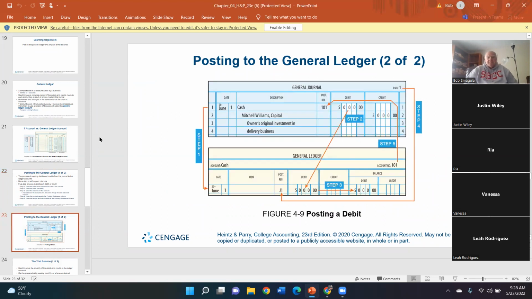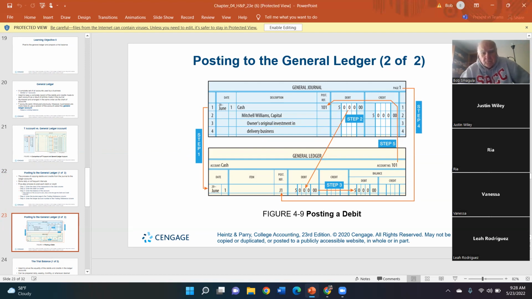So let's take a look here. Here is our journal entry. Pretty easy, huh? Debit cash, credit Mitchell Williams Capital. They're both going up, right? One goes up with the debit, one goes up with the credit. And now we post this one entry and this one entry only. Look at our general ledger for cash. Cash is now showing an entry of $5,000, which is, of course, the balance after that first transaction.